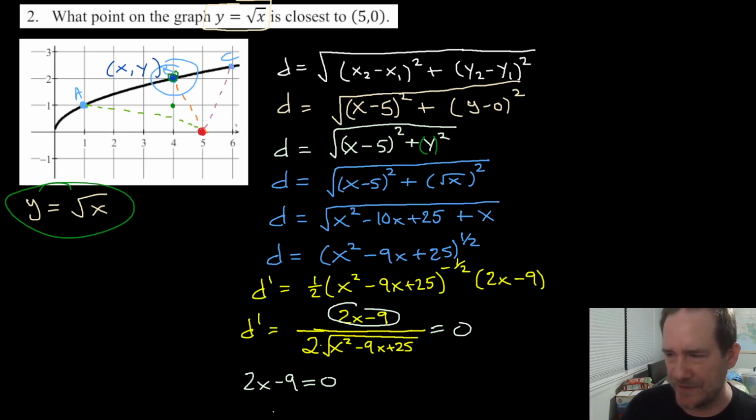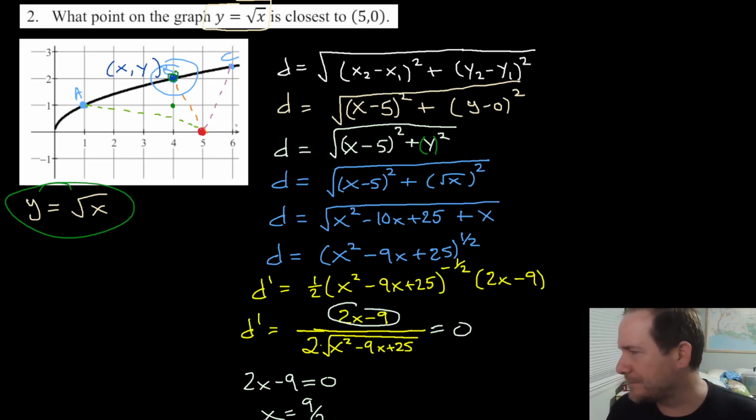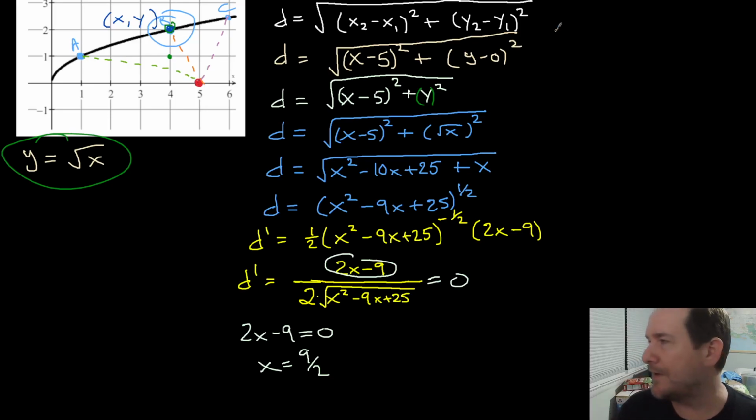And solving this is cake. It's add 9, divide by 2, so we get 9/2, aka 4.5, but we're going to call it 9/2. Now, there are other critical points, right? And those are technically the ones I get when I take my denominator and set that equal to 0, because then that's a point where my derivative would not exist.